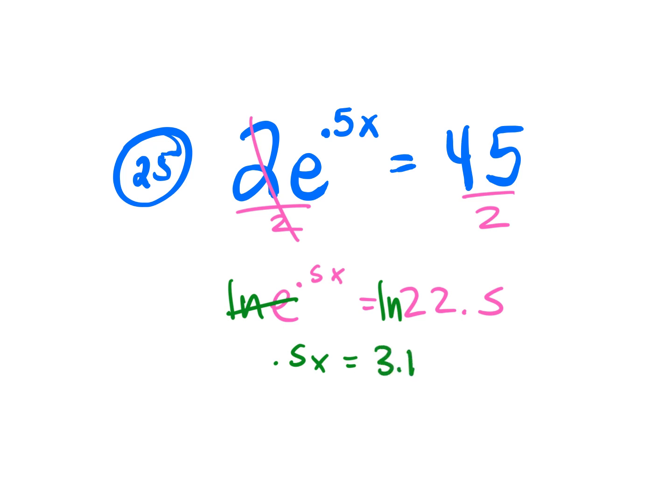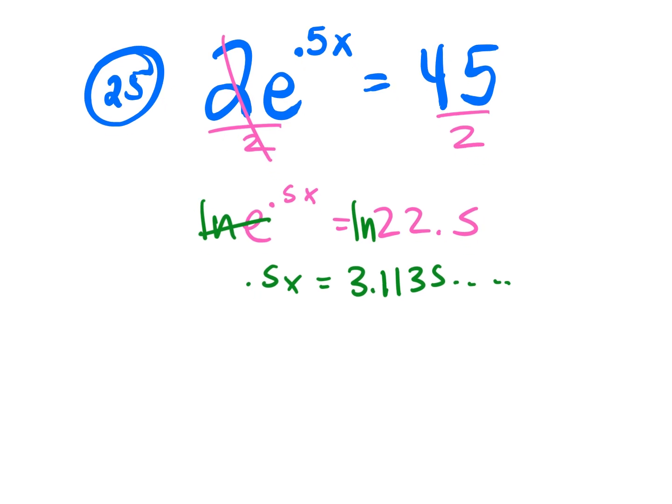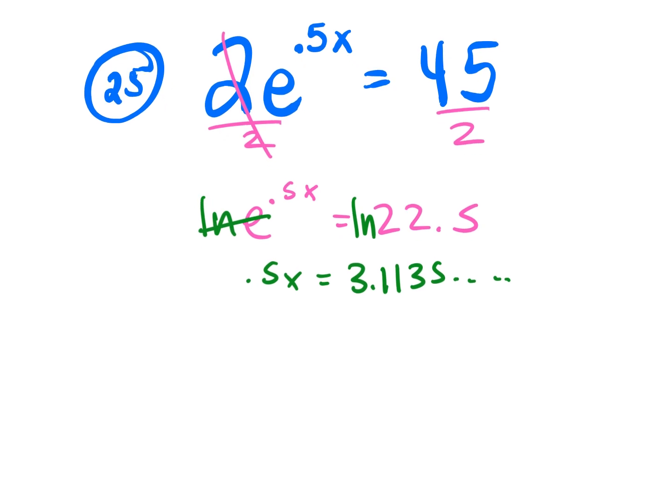So that's 3.1135. It keeps going, but we're going to leave it in the calculator. What would we do next? How do we get the x all by itself? Divide by 0.5. So x is equal to 6.227.